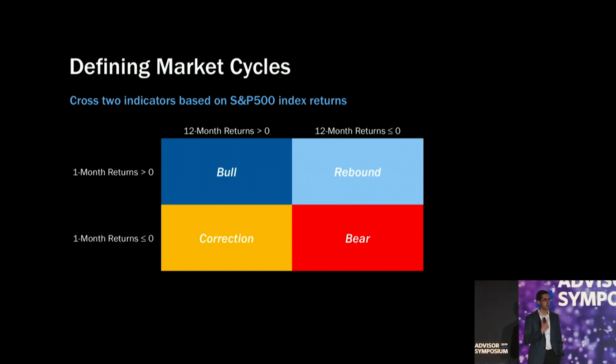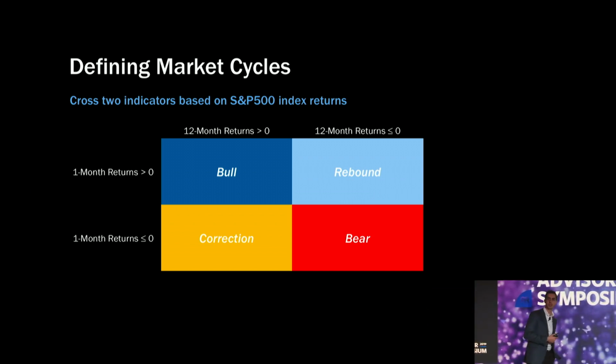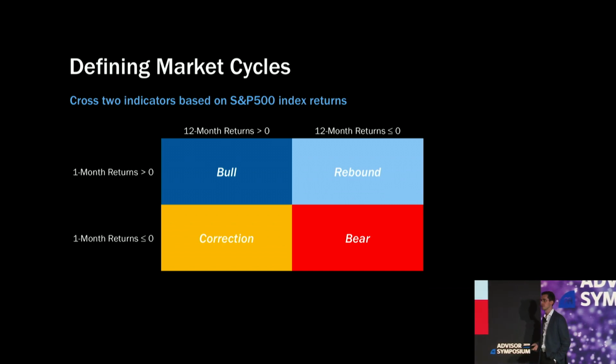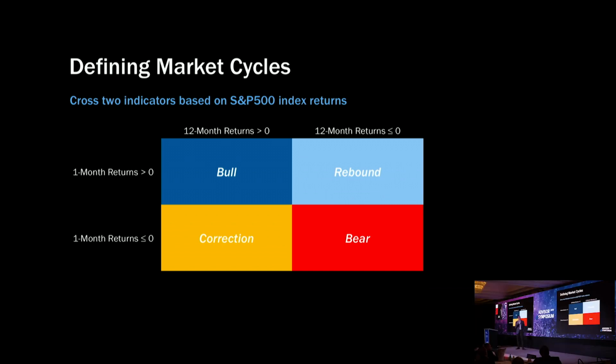I figure, well, you know what, I just download the S&P 500 index returns, compute the monthly returns, and compute 2 variables. The first one is just the current month returns for the S&P, so 1 month returns. The second one is the 12 months returns, trailing 1 year returns for the S&P. And then what I do, well, I look at whether they're positive or negative. And then I cross these 2 variables.